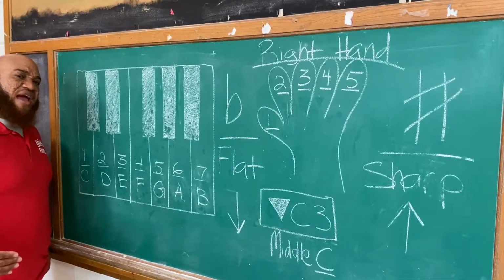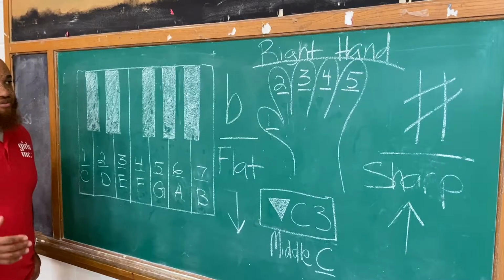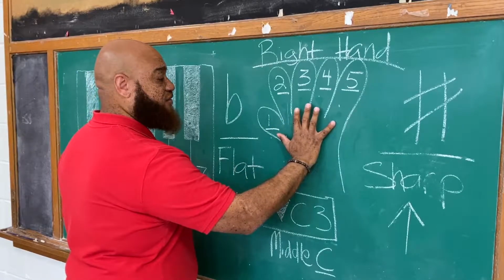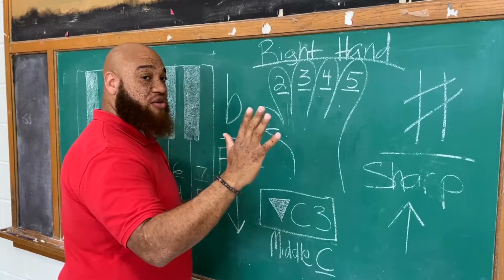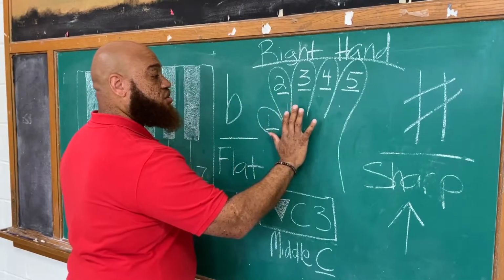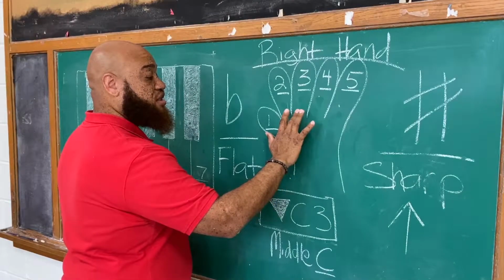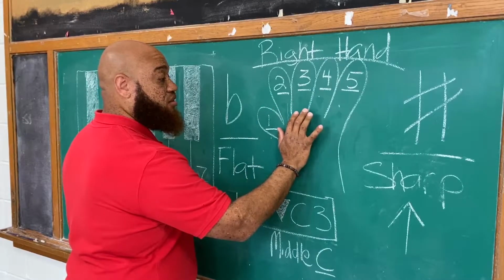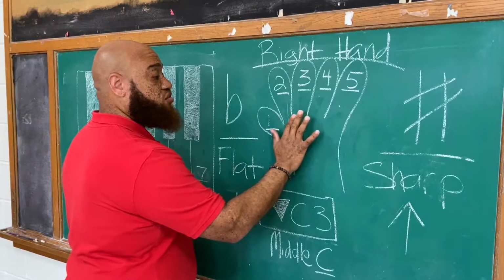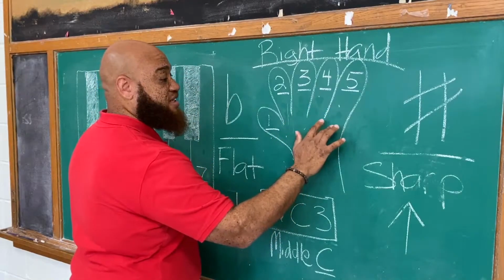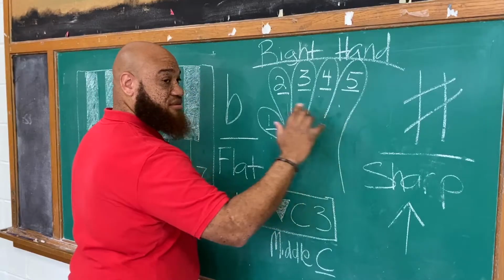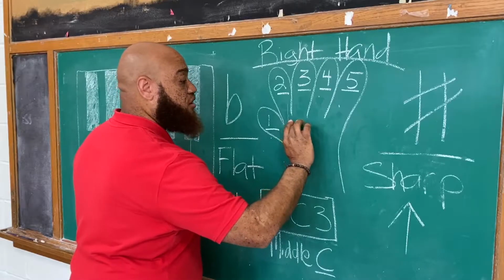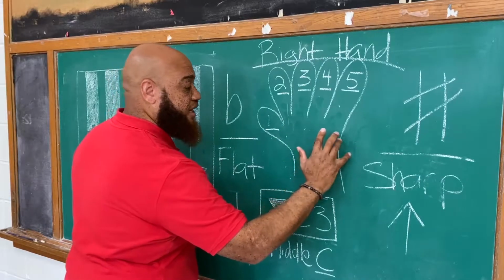So where does the crossover happen? Well, let's start over here. You have 1, 2, 3, 4, 5. What happens in the crossover is we go 1, 2, 3, and we cross under with the thumb, making that 1 again. So 1, 2, 3, 4, 5, 6, 7, 8. I'll do it again. 1, 2, 3, cross under, 4, 5, 6, 7, 8.